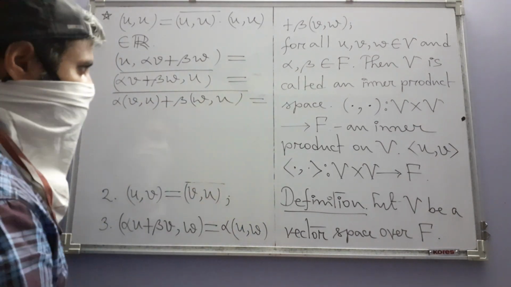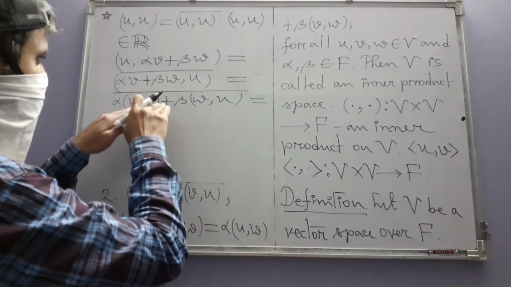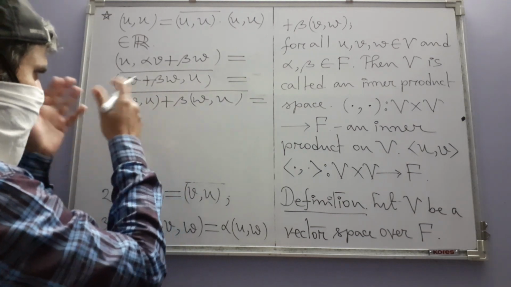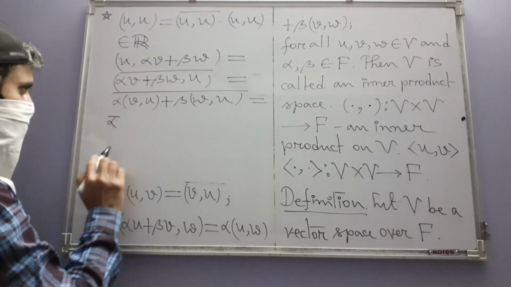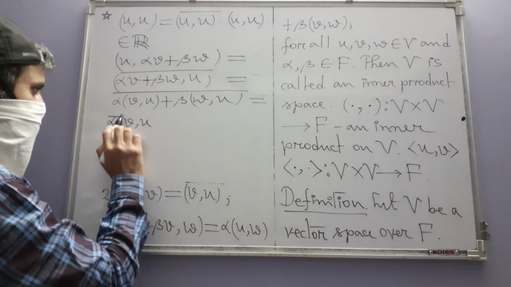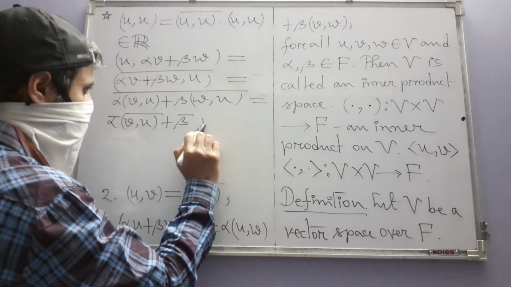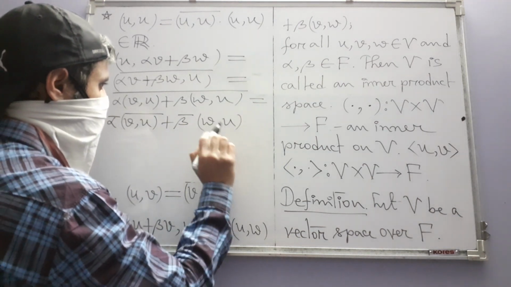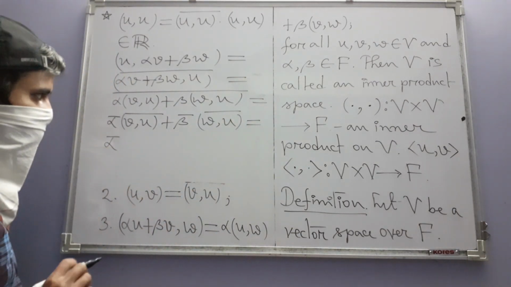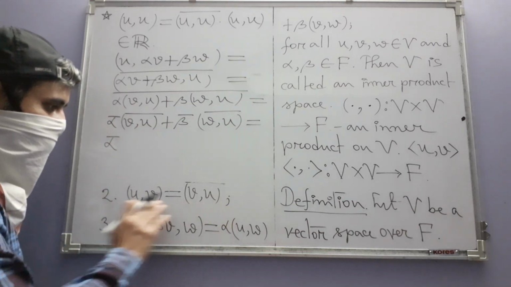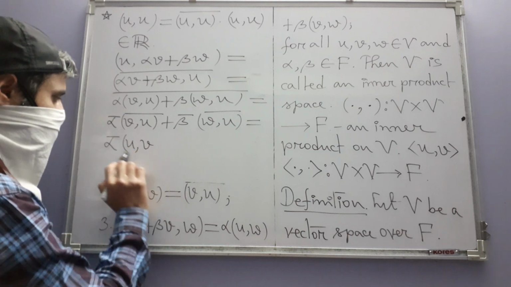Now from elementary properties of complex conjugates, when you have bar, it distributes itself over complex addition as well as complex multiplication. So that means this thing is equal to alpha bar times the bar of v comma u, plus beta bar times the bar of w comma u. Now alpha bar stays like alpha bar, but here we can again use property 2, and write it as simply u comma v.